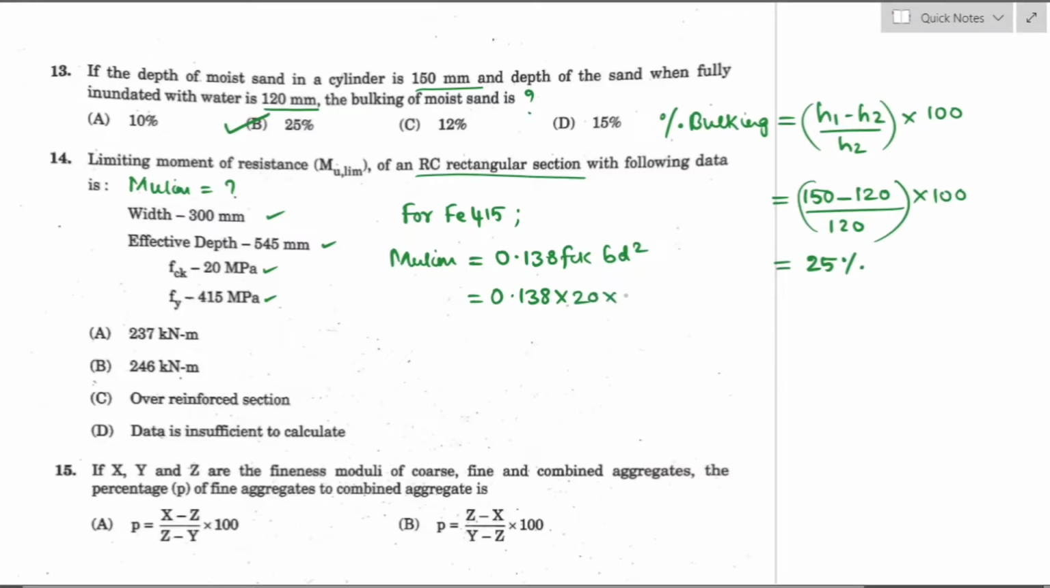square. B is the width of the rectangular section, 300 mm. D is the effective depth of rectangular section, 545 mm. So 545 square. On calculating this, the limiting moment of resistance will be 246 kN meter. So option B is the right answer.